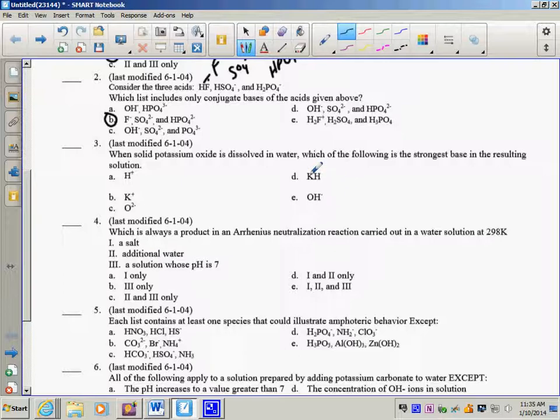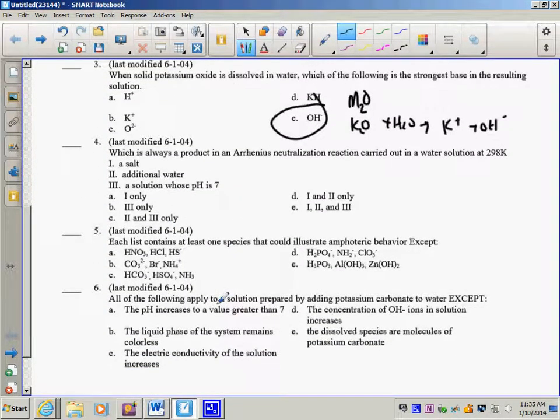Typical types of reactions: a metal oxide. In this case, this is potassium oxide. It reacts with water to produce potassium ions and hydroxide ions. Either way, this is the strongest base available. It's really the only base for that matter.